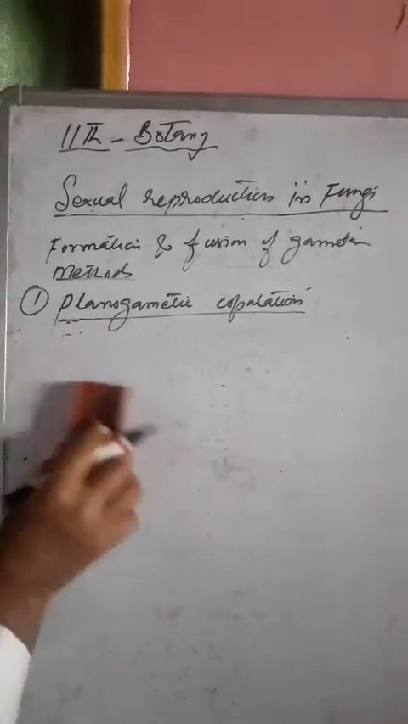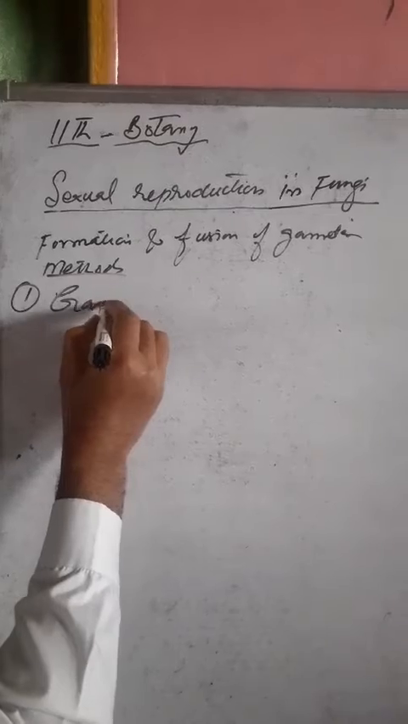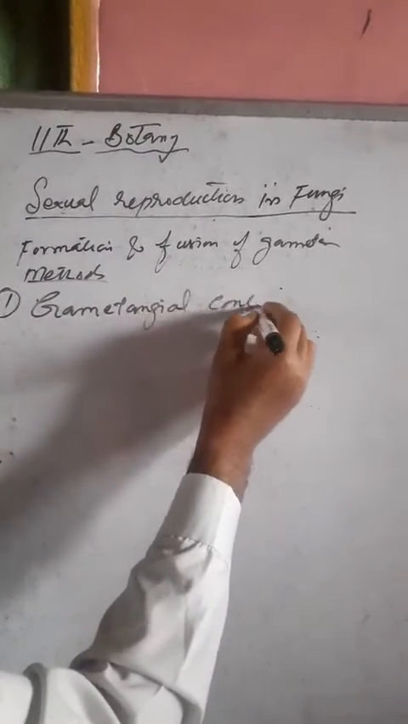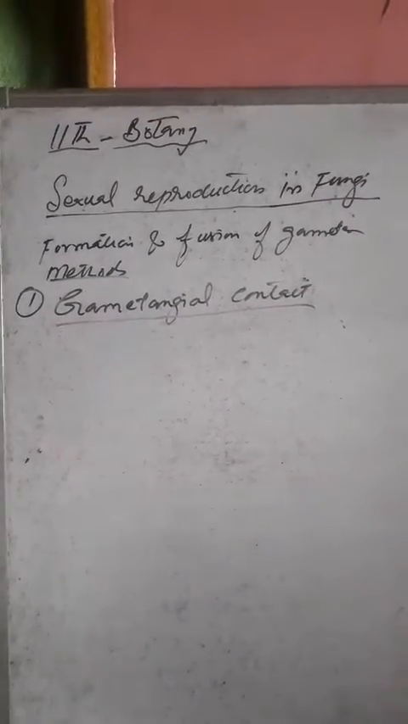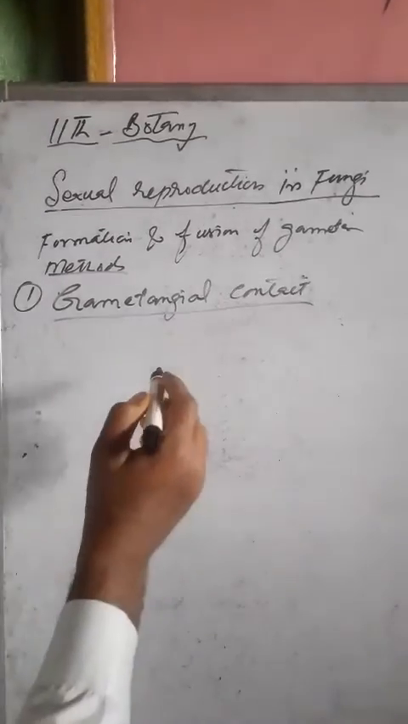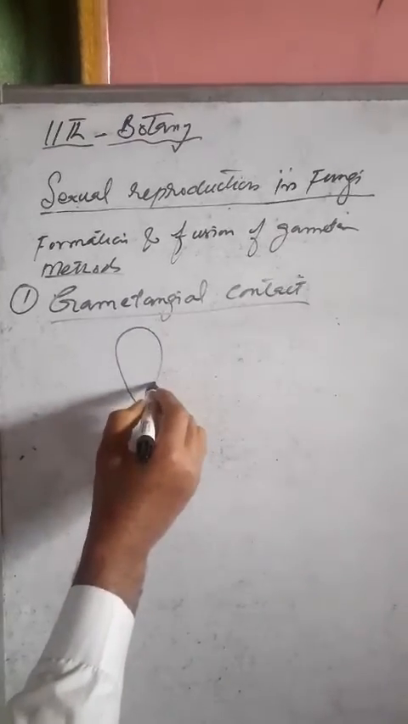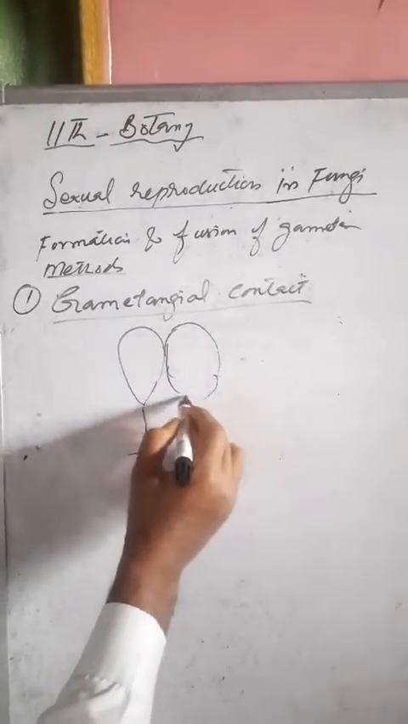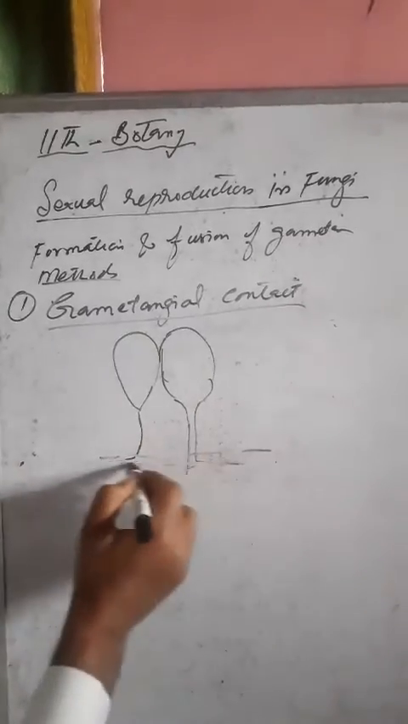Number two is gametangial contact. Here what happens? The male and female gametangia come close, and they are formed from the hyphae first.